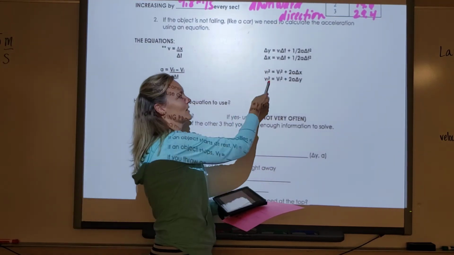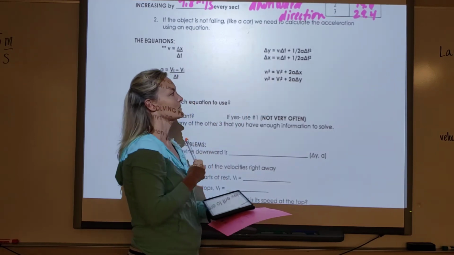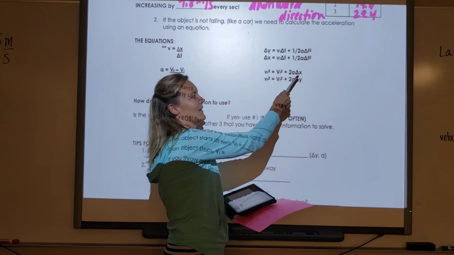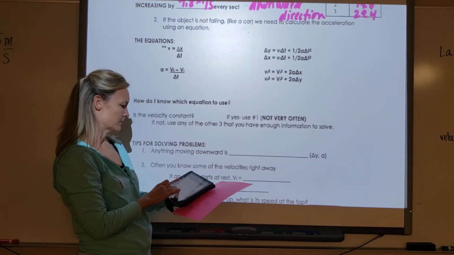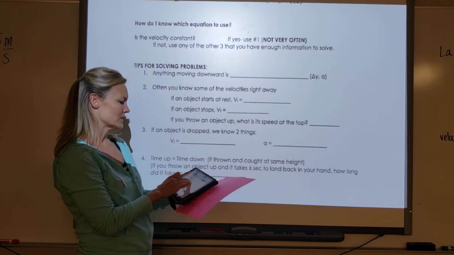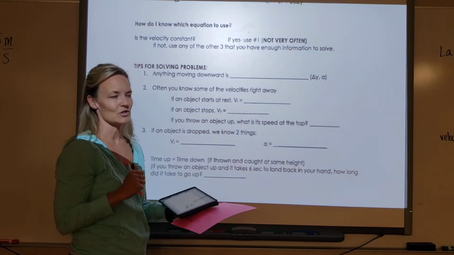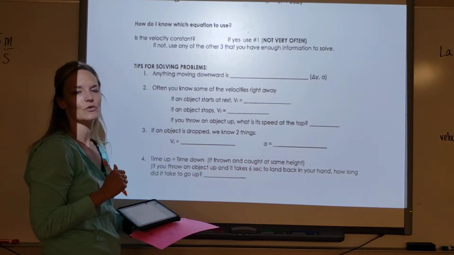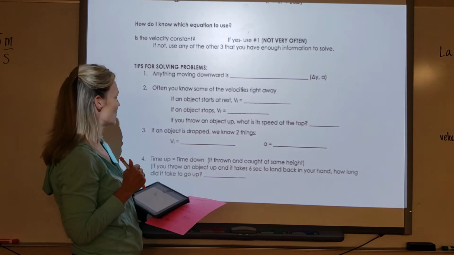Finally, the last equation uses the different velocities. Vf squared equals vi squared plus 2a, and then it's either delta x or delta y, depending on which direction that you're moving. How do I know which equation to use? If you're moving at constant speed, you get to use the little baby equation. That doesn't happen very often, so you just have to work your way through and see which equation you have enough information to solve for.